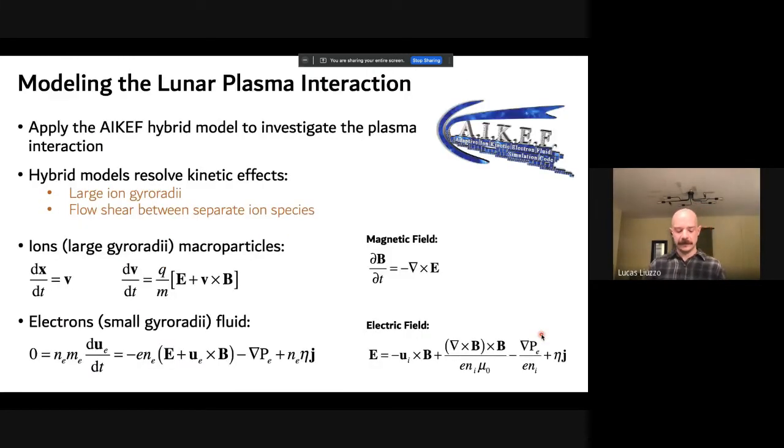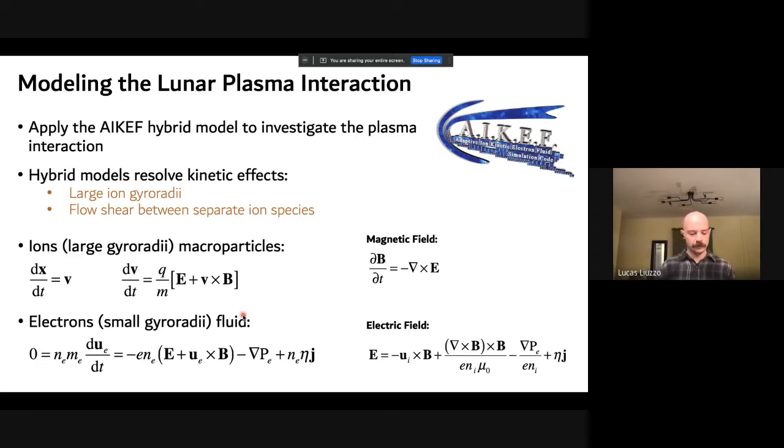So we can take this day now and try to understand a more global picture of what the moon's environment looks like. Instead of just along a 1D trajectory, we can model this moon's interaction to understand the global signatures associated with the interaction. In order to do this, I'm using a hybrid model. And it's hybrid in the sense that ions are treated as individual particles. So we solve the Newtonian equations of motion for every single ion macroparticle that we have in the simulation. And electrons, instead of being treated as particles, are treated as a fluid. So we have a modified Navier-Stokes equation to solve for electron dynamics.